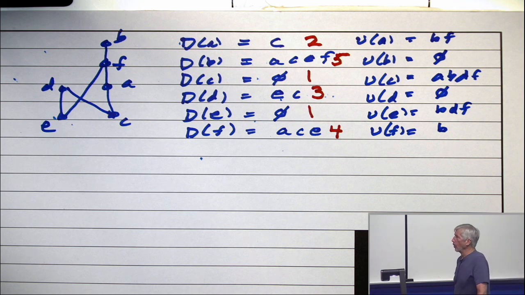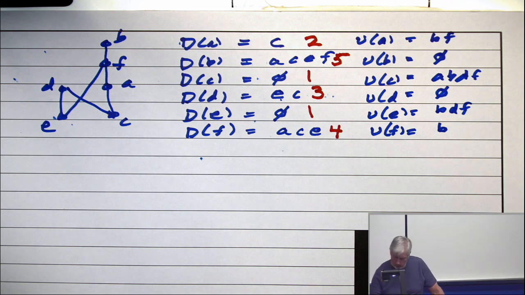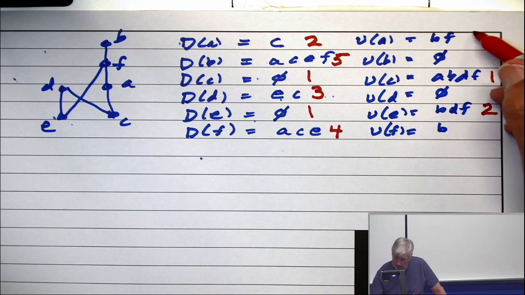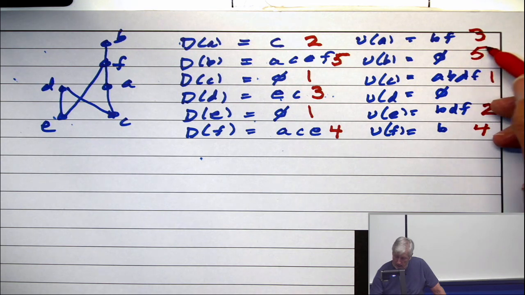Label them 1 through 5 backwards. Take the biggest one and give it label 1. What's the biggest one? C. Next biggest one? This one? Next biggest one? Next biggest one? F. Next biggest one? B and D are tied.